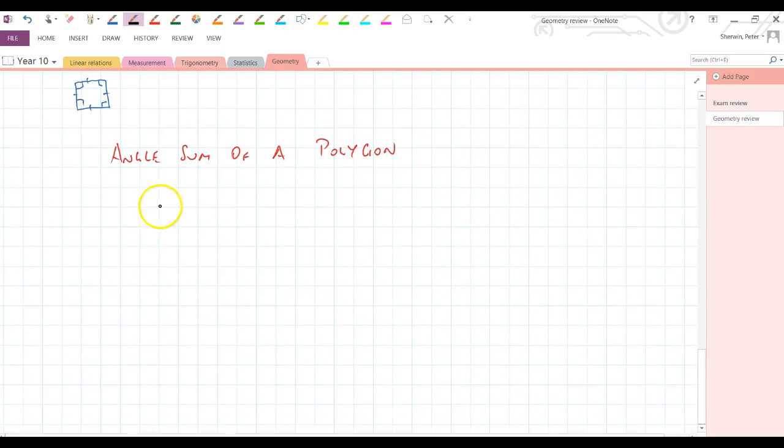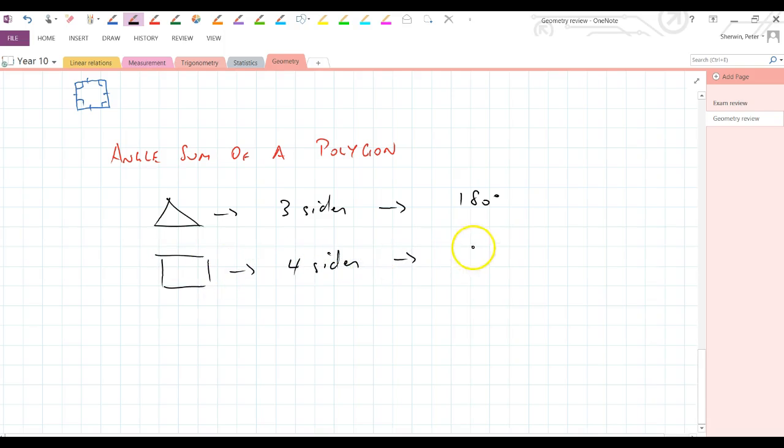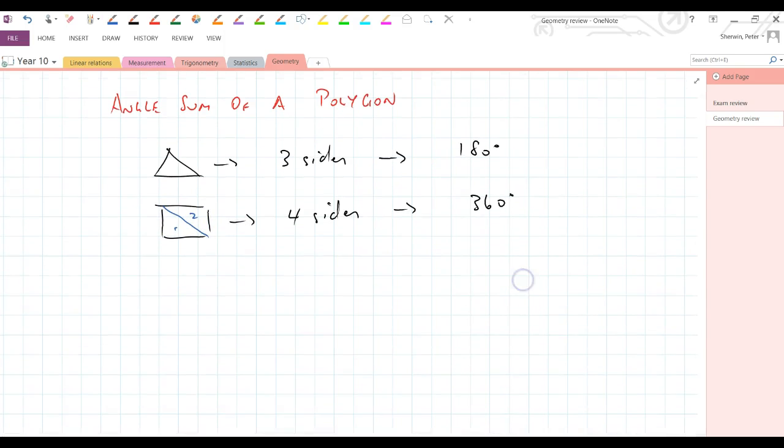Well, if we've got a triangle, we've got three sides. We know that's 180 degrees. That's the angle sum of a triangle. If it's a quadrilateral, we've got four sides. We know that's 360 degrees, but we can also find out, we could split it into two triangles, can't we? So 2 times 180 is 360. So if we keep thinking along those lines now, because it's going to start to get a little blurrier.